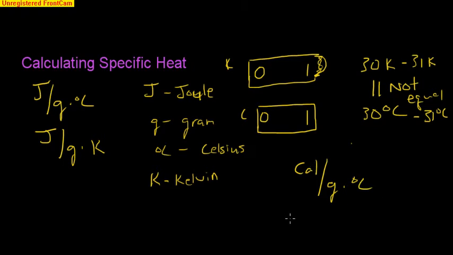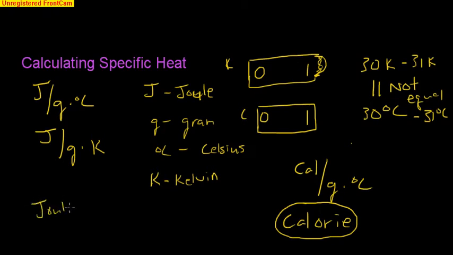Here the CAL stands for something called a calorie. A calorie is a unit of measurement of heat energy that we use in the United States, whereas a joule is a unit of heat energy in the metric system. This is the SI unit, so it's typically the one that you're going to see in a science class. But in a nutshell, that's what specific heat is.